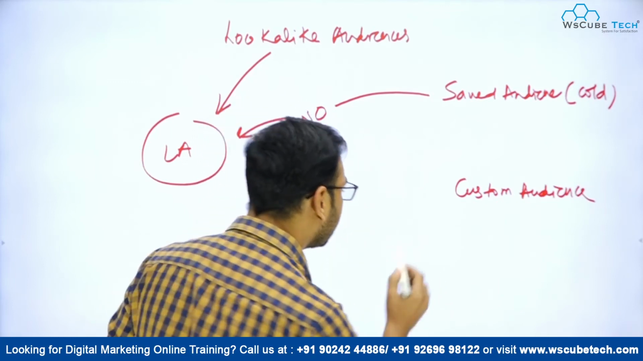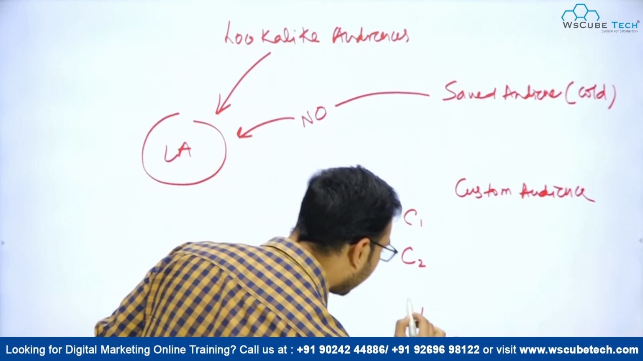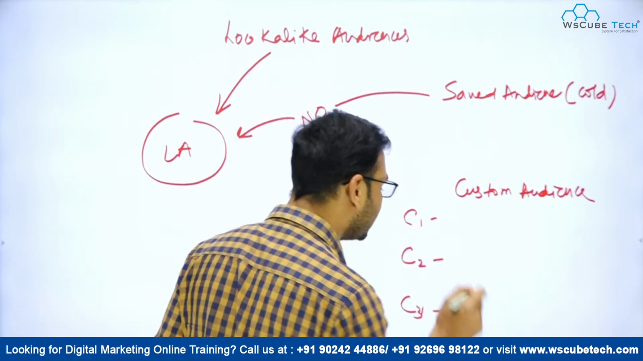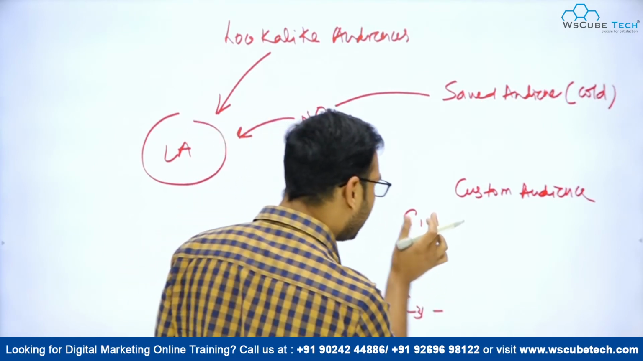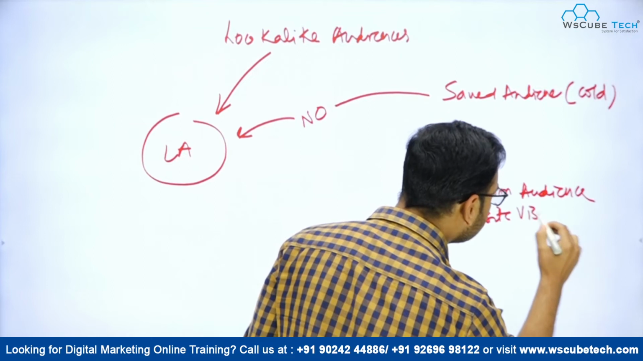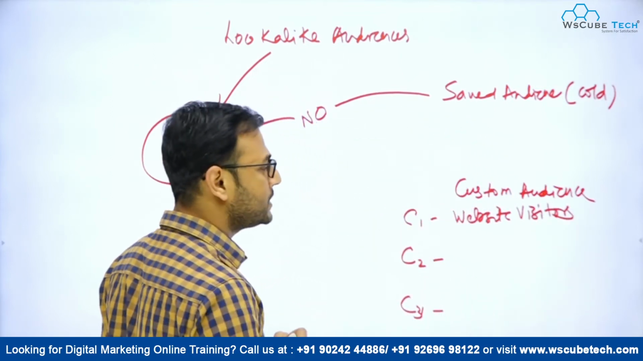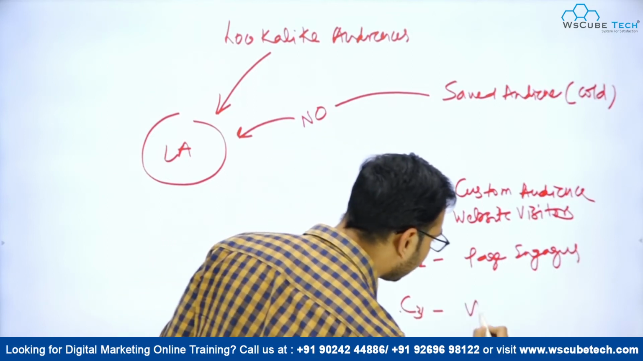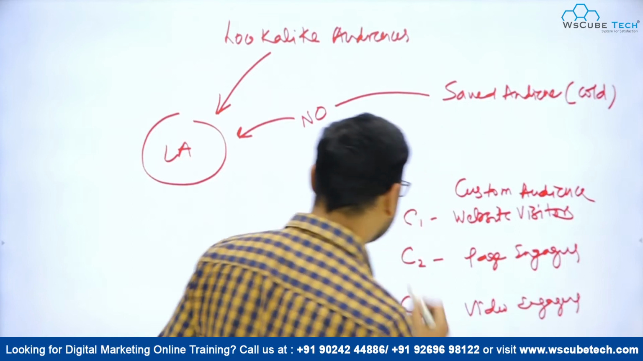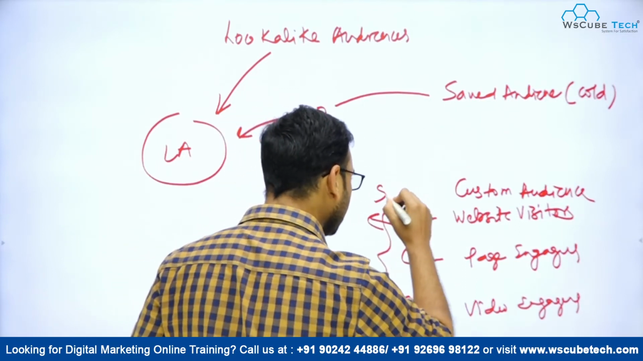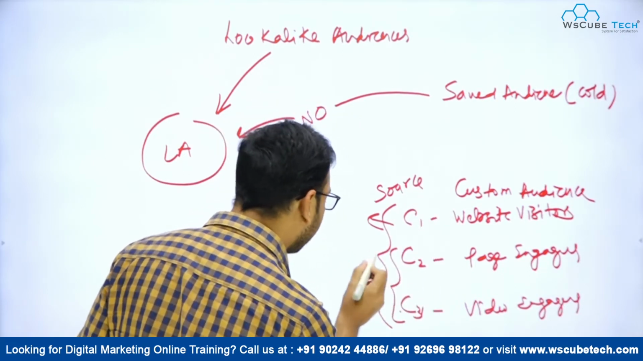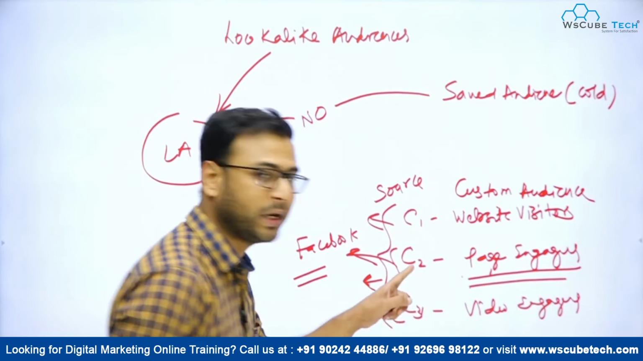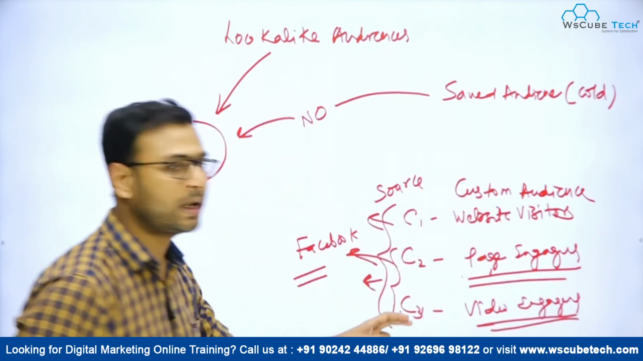For example, let's say you have three custom audiences: custom audience number 1, number 2, and number 3. The audience set in custom audience number 1 is your website visitors, right? Over here we have our page engagers, and in the third custom audience we have video engagers. So we have three custom audiences created. One is from our source, and these two are from Facebook sources, because here we are using page engagements and here we are using video engagements to create our custom audiences.